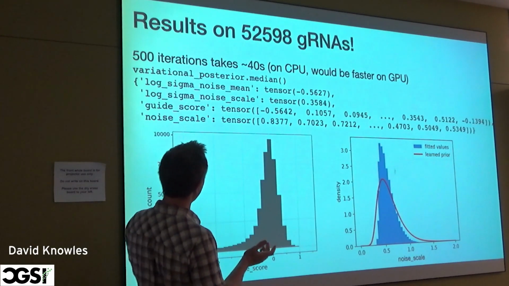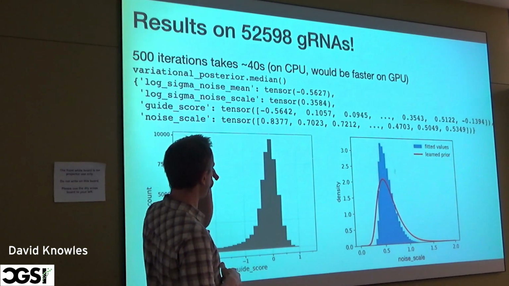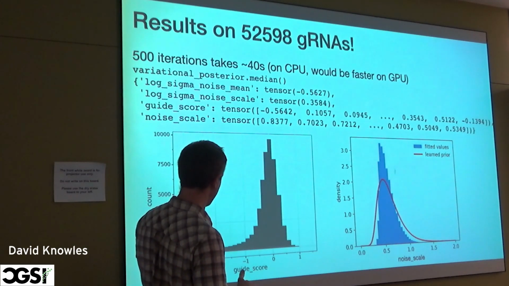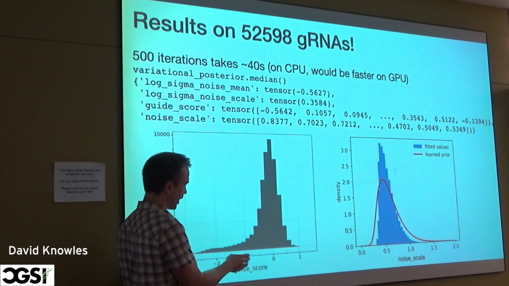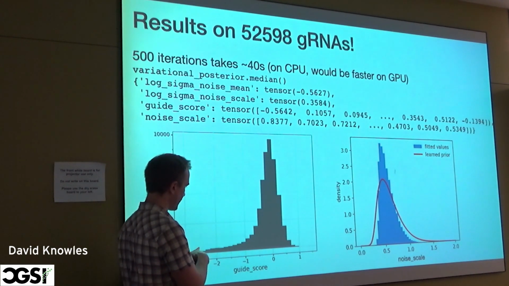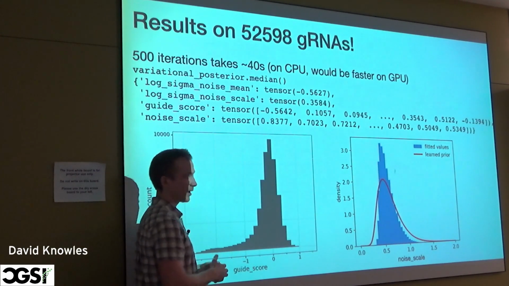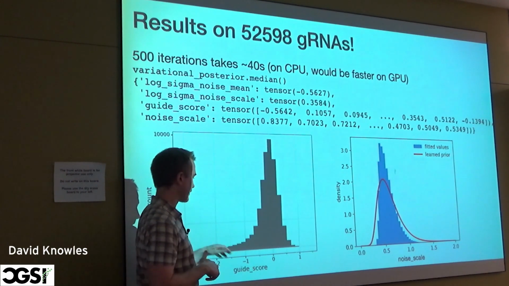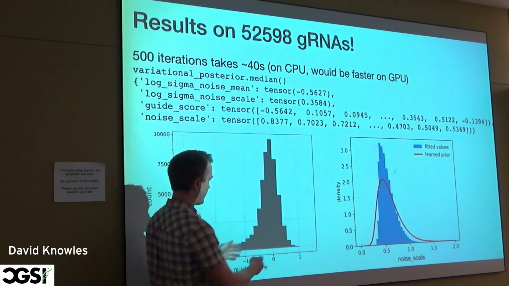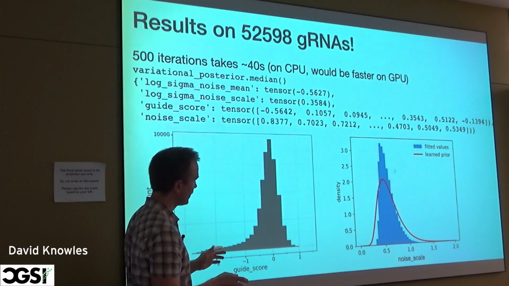So this still fits actually pretty fast, even on CPU. It took about 40 seconds to fit all of this data. It would be faster if you moved it to GPU as well. And what I'm showing here is the distribution of the guide scores across all of the 50,000 guide RNAs. You can see there's a bunch down here with quite negative values. So these are going to be the guides that actually worked successfully. They successfully knocked down the essential gene that they were targeting. But you'll notice there's a ton of stuff around 0. So these are all the guides that actually didn't work.